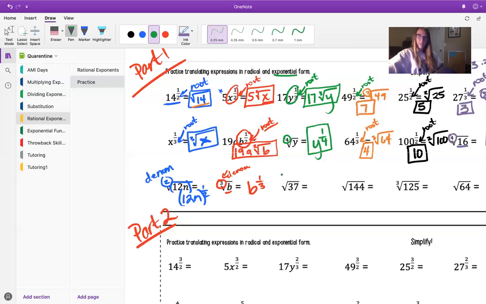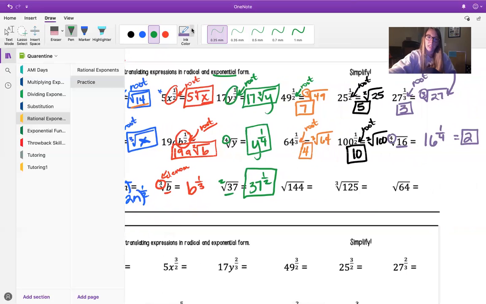Okay. Next, we're taking the square root of 37, so that's 37 to the 1/2 power. There's not a number that you can multiply by itself to equal 37, so you would just leave it like this. You can't simplify it any further. Next, we are taking the square root of 144. So that's going to be 144 to the 1/2 power. What can you multiply by itself to equal 144? And that would be 12.